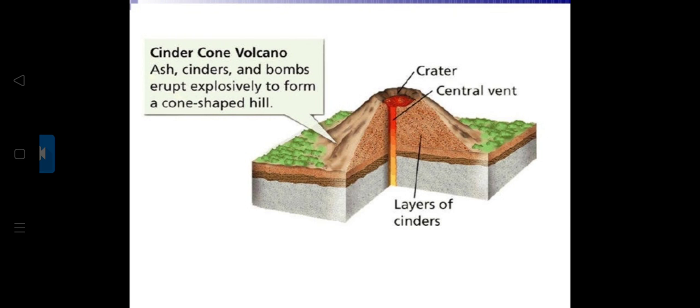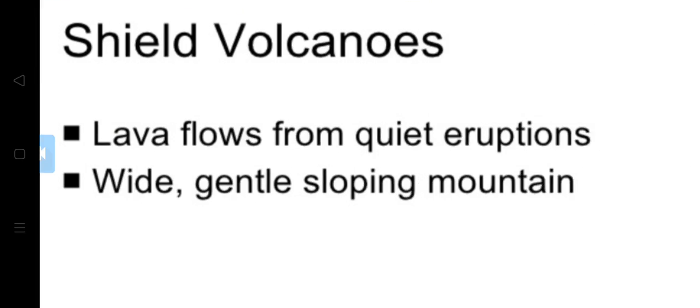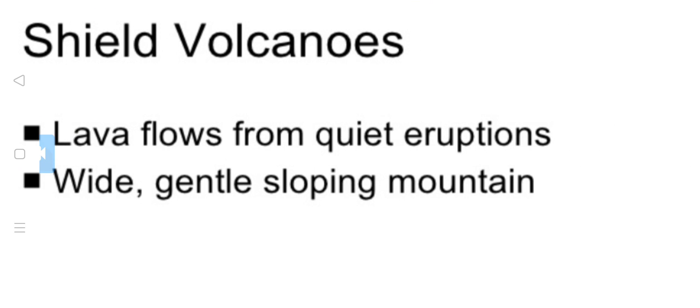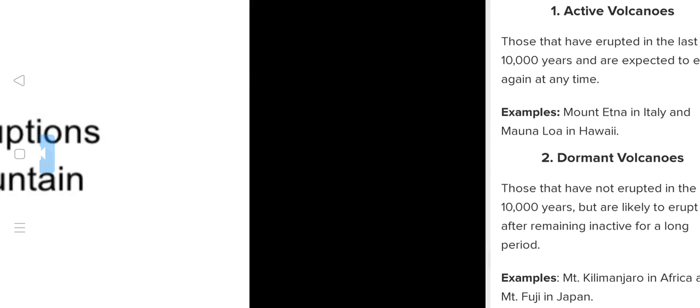Cinder cone volcanoes, ash, cinders and bombs, that is what comes out of it. It erupts explosively to form a cone-shaped hill. You can see the layers of cinders, then you can see the central vent in between, and then there's a crater, a huge depression formed. That's called a crater. This is an add-on about a different kind of volcano for your knowledge. Shield volcanoes. Lava flows from quiet eruptions. Wide, gently sloping mountain. This is some information about shield volcanoes.